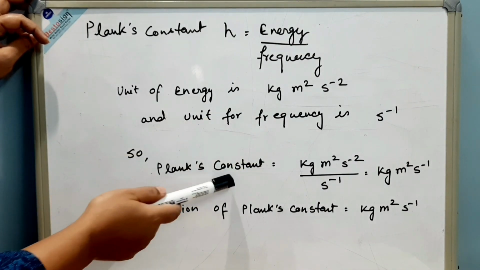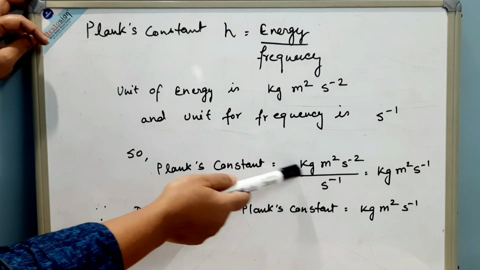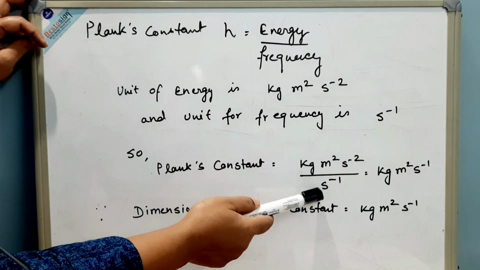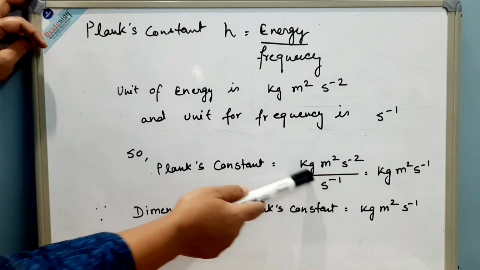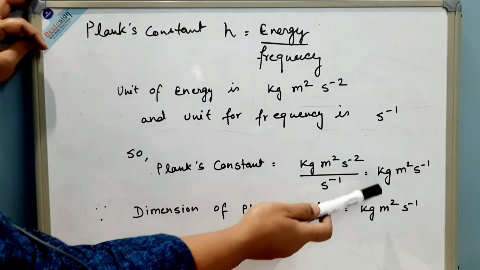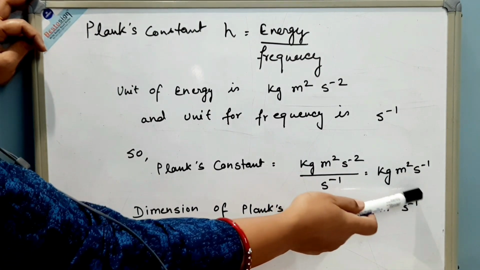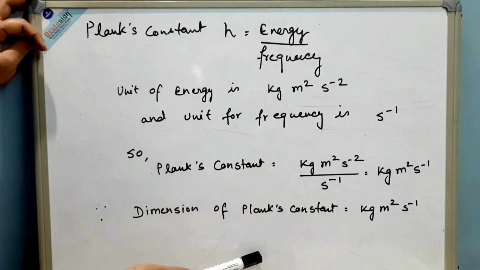So the Planck's constant will be equal to kg meter square per second square divided by per second. So when we solve it, we'll get the dimension kg meter square per second. This is the dimension of Planck's constant.